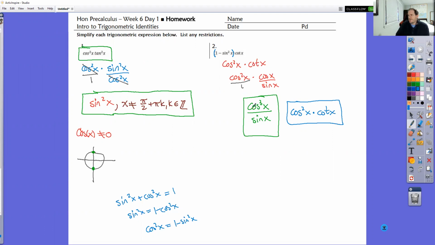So anyway, I would take either of these. I don't care which, but I do need restrictions, or do I? I don't think I do actually, because what's the domain of the original?